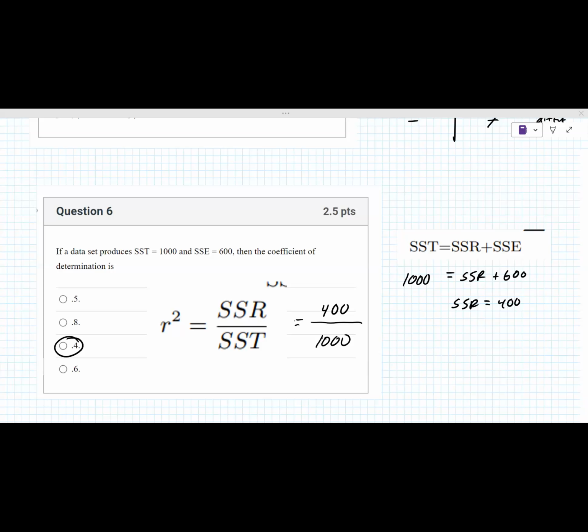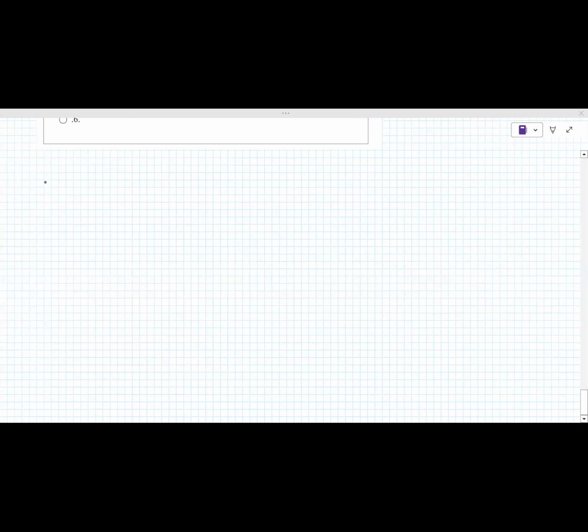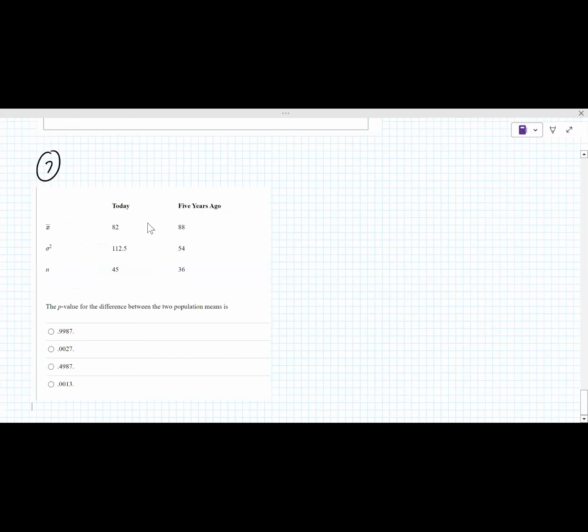Yeah. So 7 here, this is 7. I couldn't quite get all of it to snip the screen. There's some words up here at the top you can read if you'd like, but it says the p-value for the difference between the two populations means is. Okay, you have to remember, well, what kind of test is this? So this is a two sample.